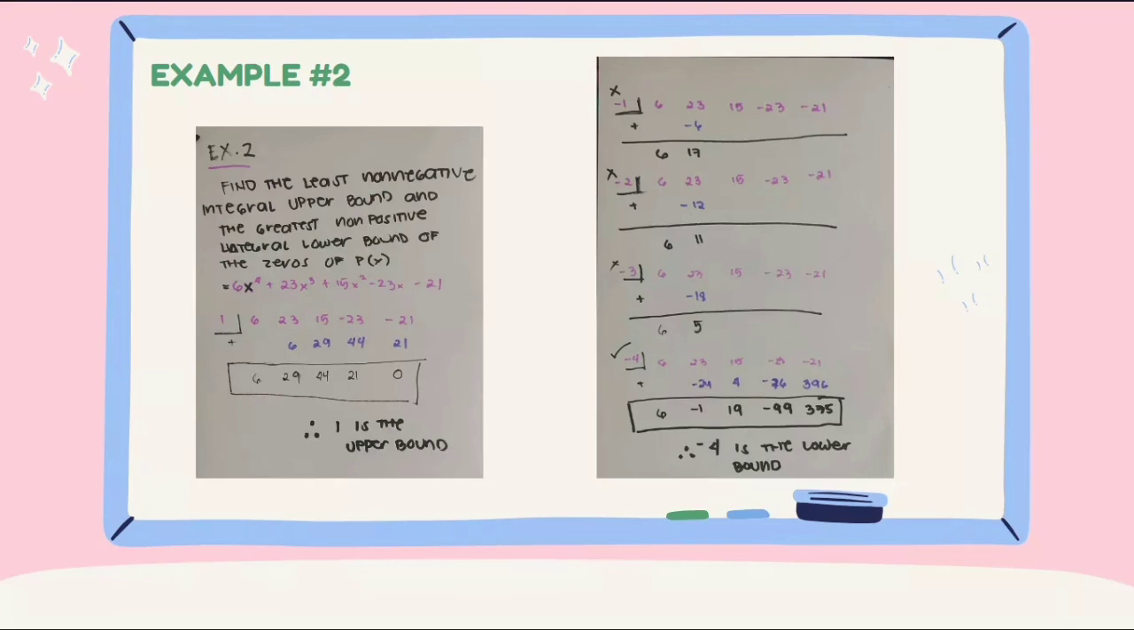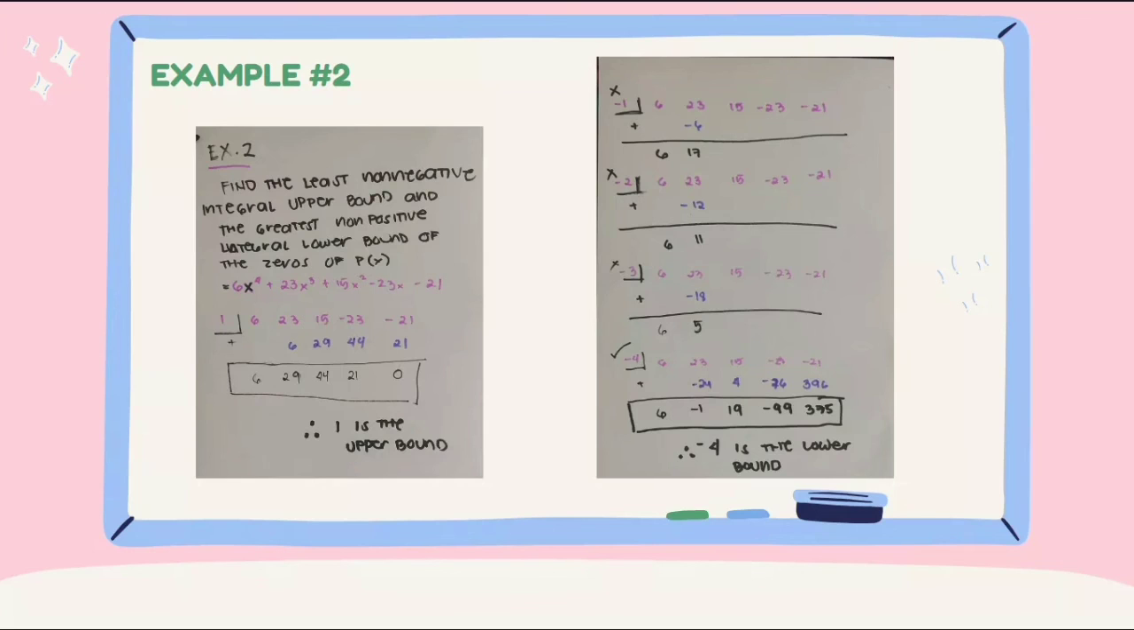Bring down 6. 6 times -4 is equal to -24. 23 plus -24 is equal to -1. -1 times -4 is equal to +4. 15 plus 4 is equal to 19. 19 times -4 is -76. -23 plus -76 is equal to -99. -99 times -4 is equal to 396. -21 plus 396 is equal to 375.